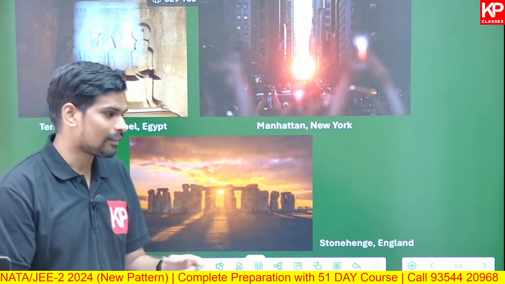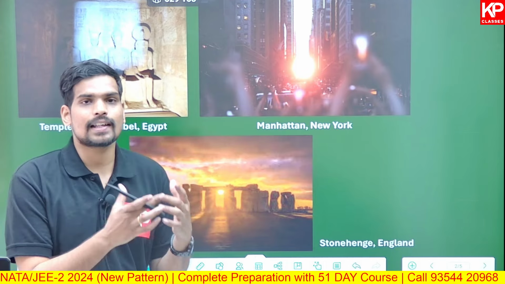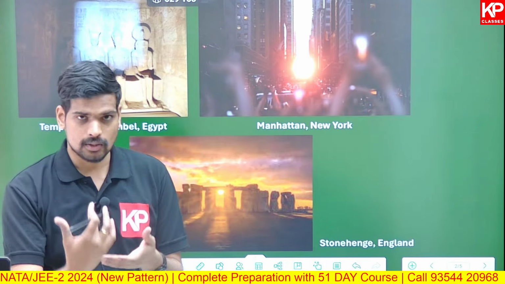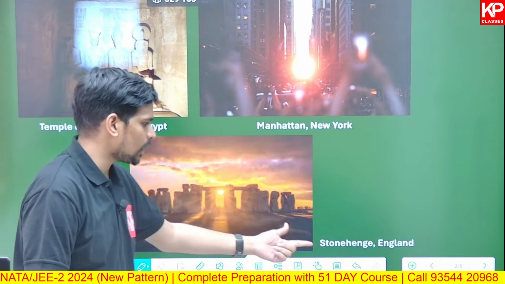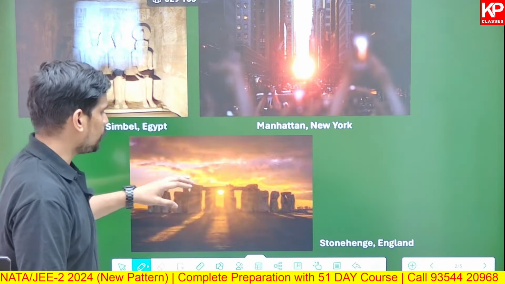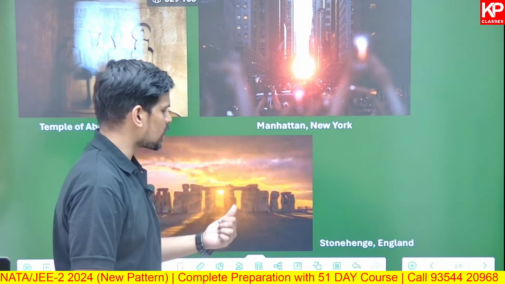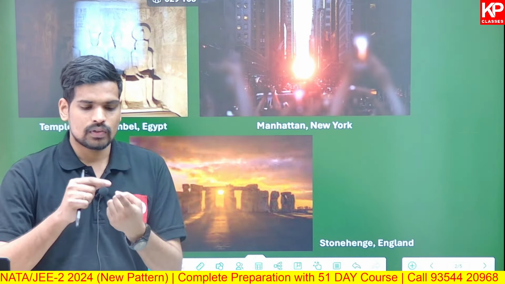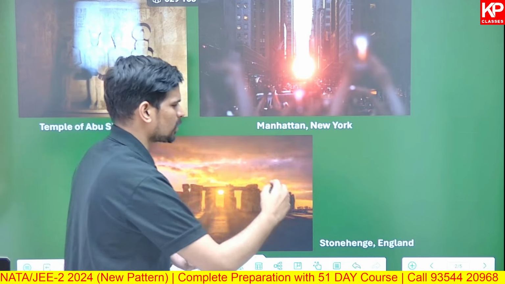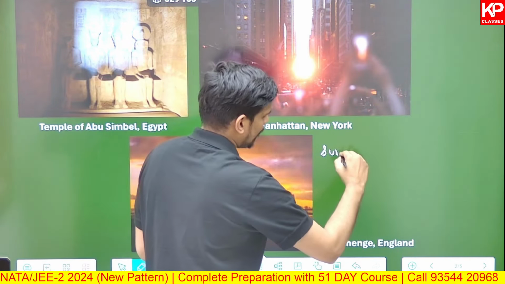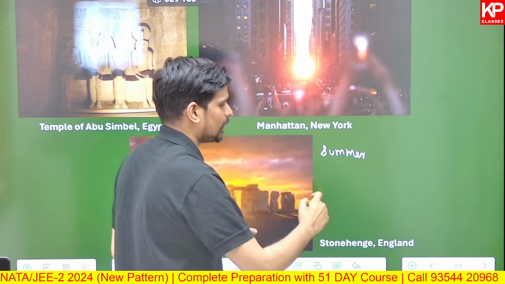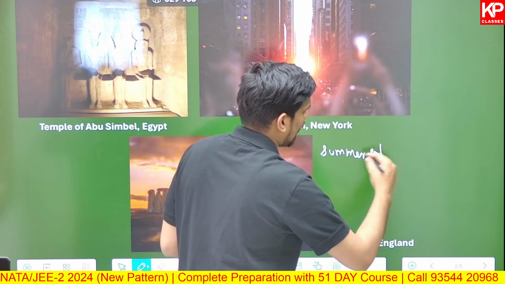This is a past NATA question, by the way. They have given a similar picture and asked to identify this monument and where it is located. You can get such questions. This is Stonehenge, located in England. Now, if you know about Stonehenge, there are two important dates, which are the summer solstice and winter solstice. You can make a note of these points. You can get direct questions related to solar architecture of this nature as well.